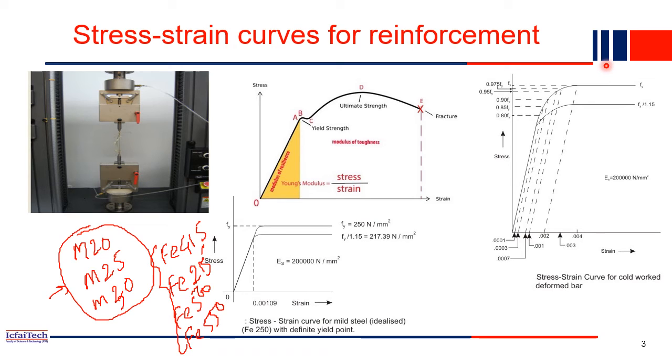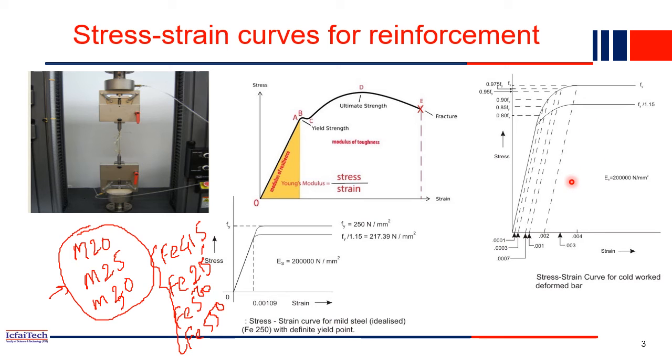So in HYSD bar, you won't get any clear yield point like here. Here you know that at this point, see, the change happened, right? This is the yield point. We can see from 0 up to this position, the curve was straight. After that, it is a horizontal straight line. So this is the yield point. So a definite yield point is there in the mild steel.